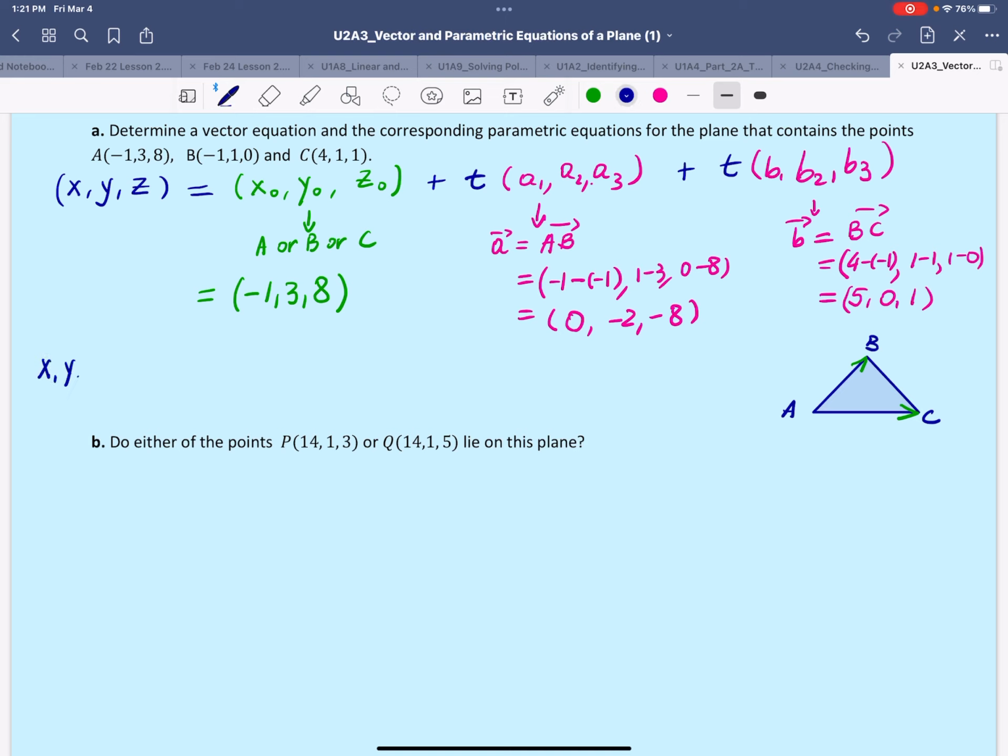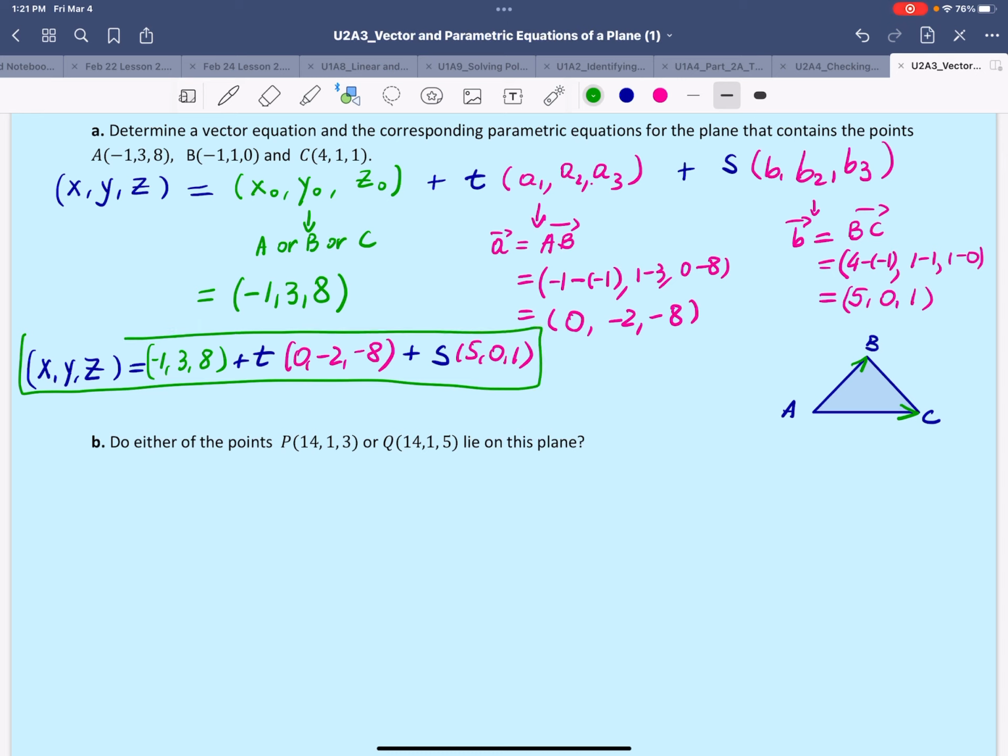So we're going to say that x, y, z equals negative 1, 3, 8 plus t times 0, negative 2, negative 8, plus s, which has to be a different letter, times 5, 0, 1. Okay, so this is the vector equation.